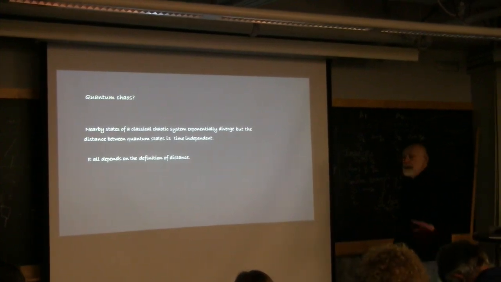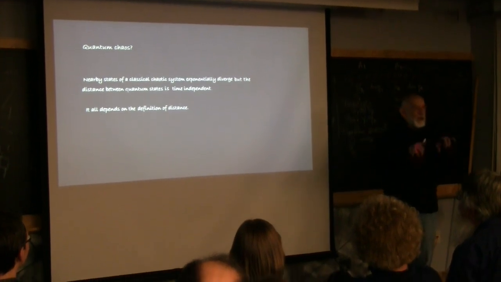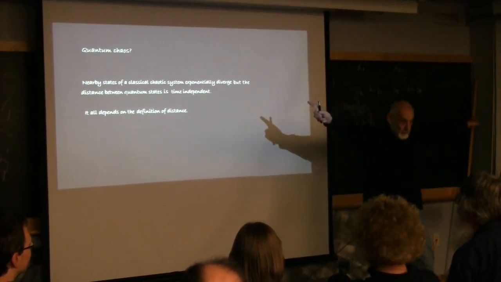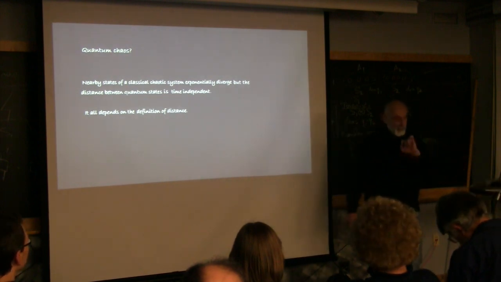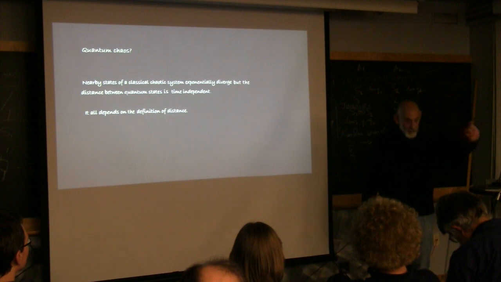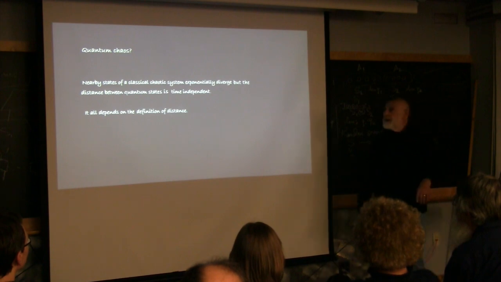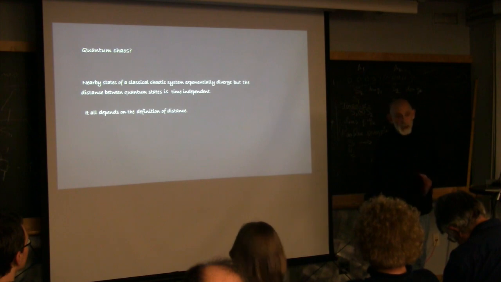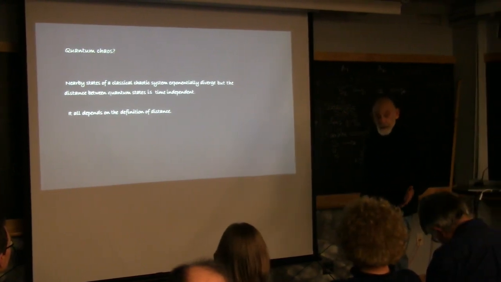Well, first thing about classical chaos. For classical chaos, we know what it means. Nearby states of a system exponentially diverge. In quantum mechanics, nearby states, the distance between them stays constant. That's because inner products stay constant. Well, wait a minute. Is that really true, that the distance between states stays constant? The answer all depends on what we mean by distance.